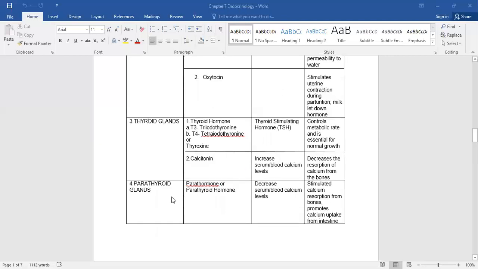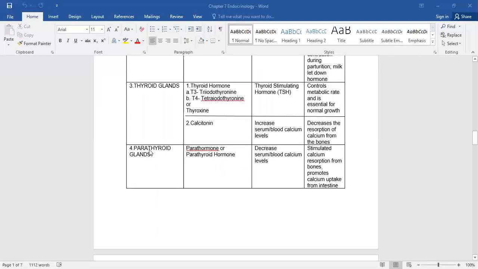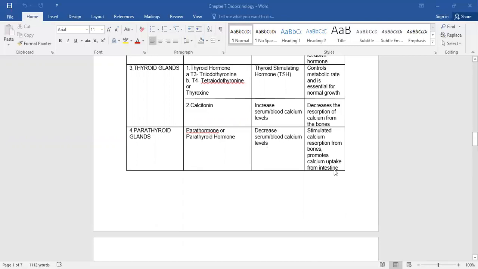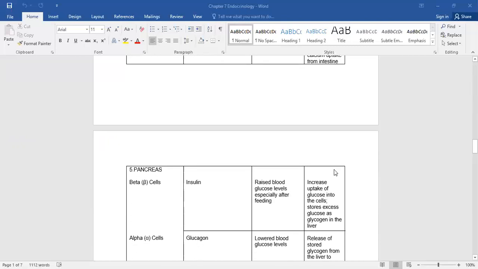Next is the parathyroid hormone. The parathyroid glands are just located below the thyroid glands. Its stimulus is, again, a decrease in serum or blood calcium levels. What it does is stimulate calcium resorption from bones and promote calcium uptake from the intestines.